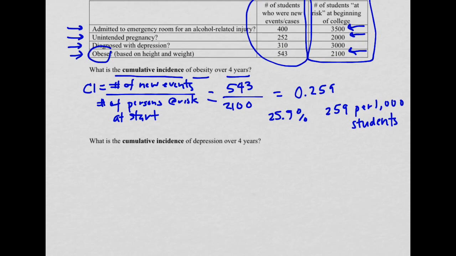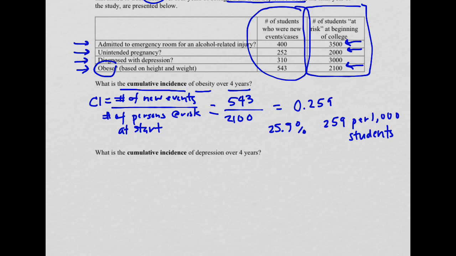We'll move on to our second question, which is very similar. What is the cumulative incidence of depression over 4 years? Here we're using a different health indicator. We'll again rely on our formula for cumulative incidence: number of new events. The number of new events of depression over 4 years was 310. So 310 students who had not reported depression when we started the study reported at the end of the study that they had been diagnosed with depression. And then our denominator is 3,000. In this case, we had determined that 3,000 students were at risk for depression.